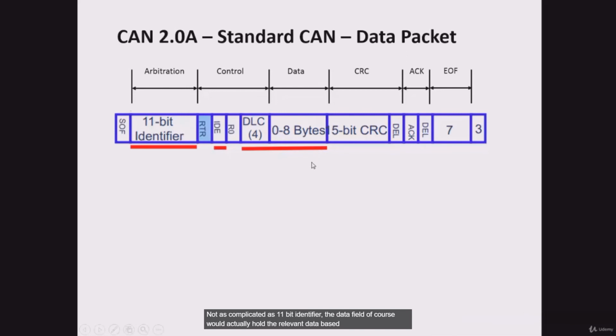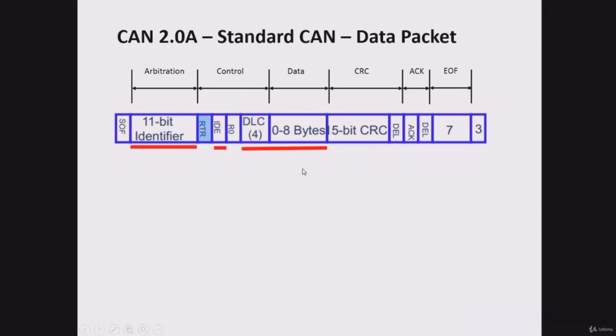Data field, of course, would actually hold the relevant data based on the equipment in which the CAN network is installed. So, for instance, in a vehicle, you'll have things like oil temperature, oil pressure, door lock status, RPM, all of the many different types of data that'll be flying around in a car when communication is taking place. And of course, in a plane, it's going to be different data. In a boat, it's going to be similar, yet different.